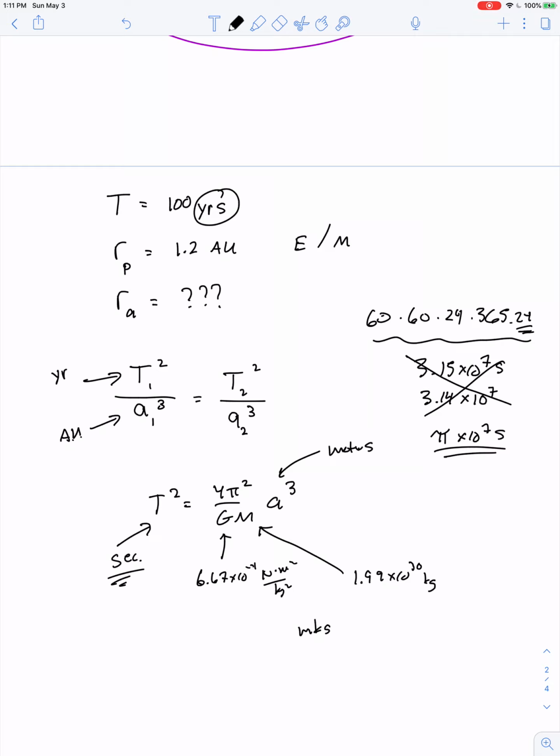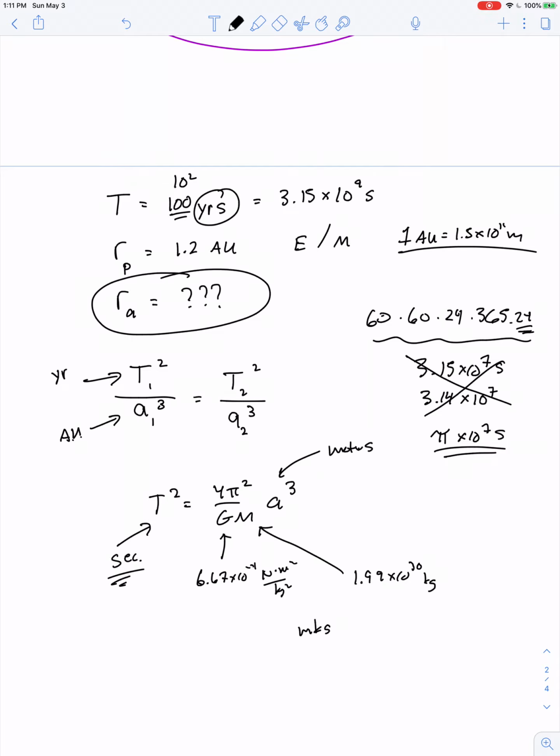So that's helpful. Let's make that conversion. Then this would be 3.15 times 10 to the... 100 is 10 to the second. So if it orbits with a period of 100 years, it orbits with a period of 3.15 times 10 to the 9th seconds. And then you probably know that 1 AU is 1.5 times 10 to the 11th meters.